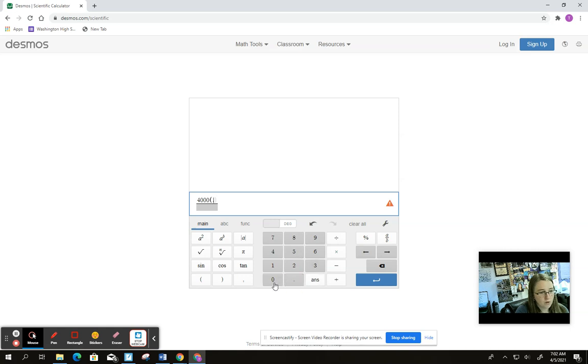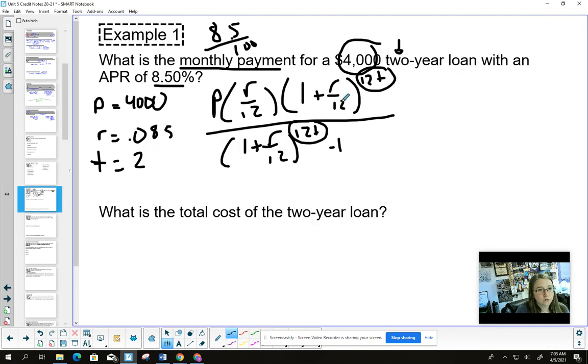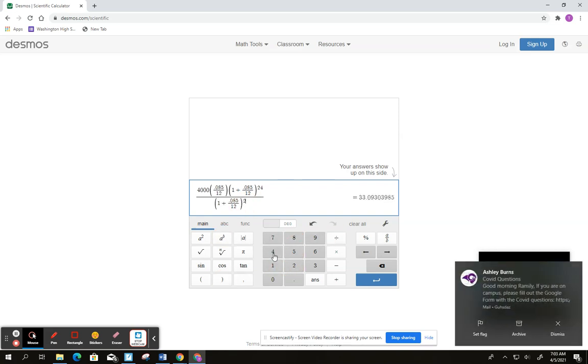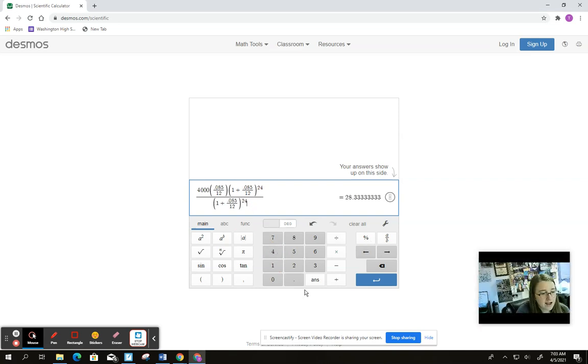Parentheses, you have R over 12, so 0.085 divided by 12, close parentheses. I got 1 plus 0.085 divided by 12 to the 12 times t. That happens to be 12 times 2, so that's going to be 24 as your exponent there. Careful where I'm at. 24, and then down the bottom I have 1 plus 0.085 divided by 12, close parentheses, to the 24, and then I have minus 1.